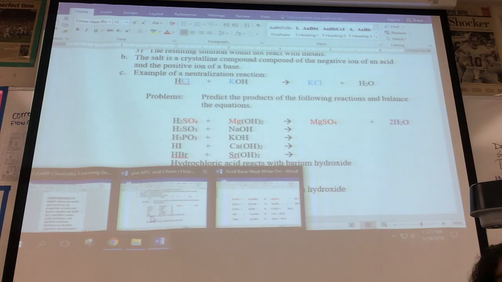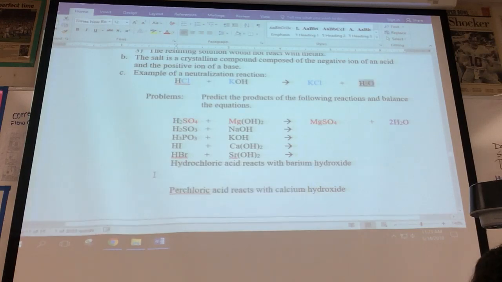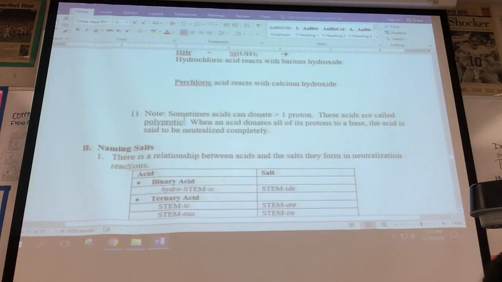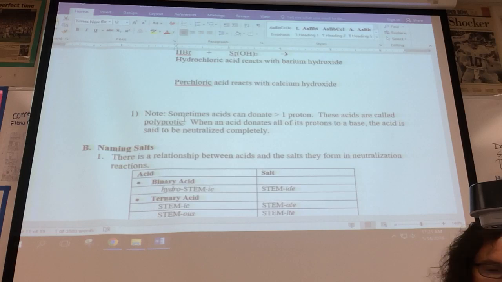Questions? Sometimes acids can donate more than 1 proton. If that's true, these acids are referred to as polyprotic acids, and you won't see complete neutralization of polyprotic acids until all of the protons have been donated. We're not really going to get into this at this level.